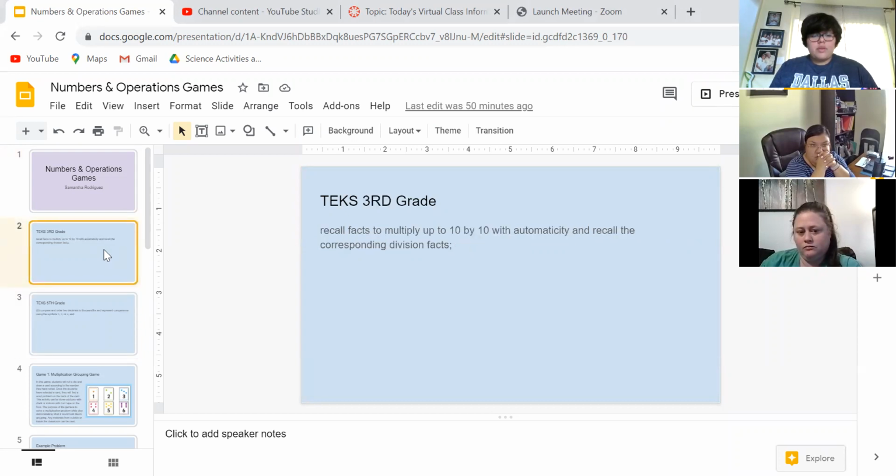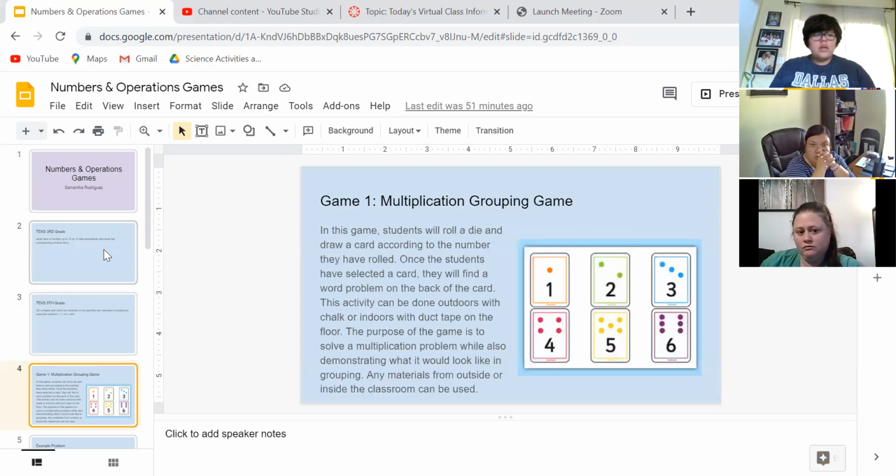Recall facts to multiply up to 10 by 10 automatically and recall the corresponding division facts, and compare and order two decimals to thousands and represent comparison using the symbols.